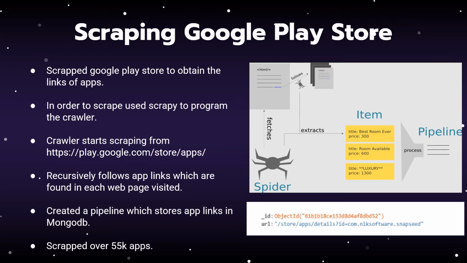After that, we created a pipeline which stores app links in MongoDB, and during the course of this project we have scraped more than 55,000 apps.